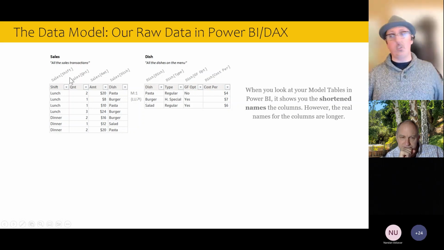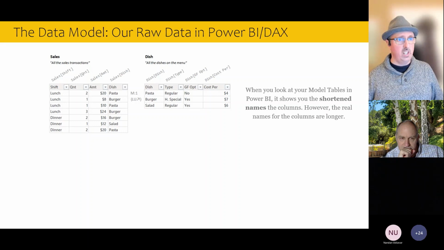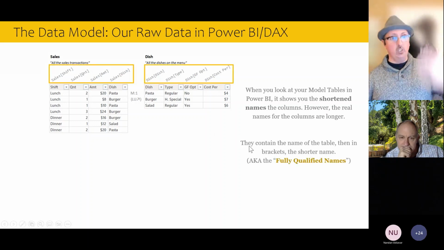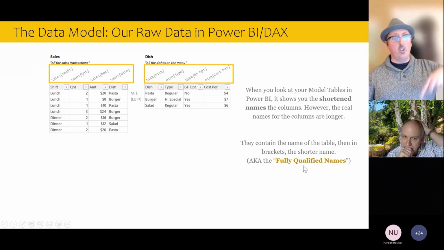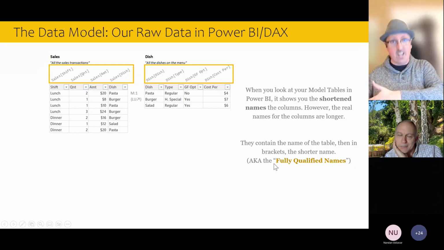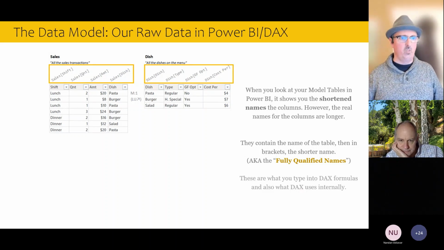They don't show them to you this way, A, because it would take up a lot of room, and B, it would be confusing to folks. However, these are the real names of the columns. It shows the name of the table, then in brackets, the shortened name. This is often referred to as the fully qualified name, if you've heard that term before, okay?